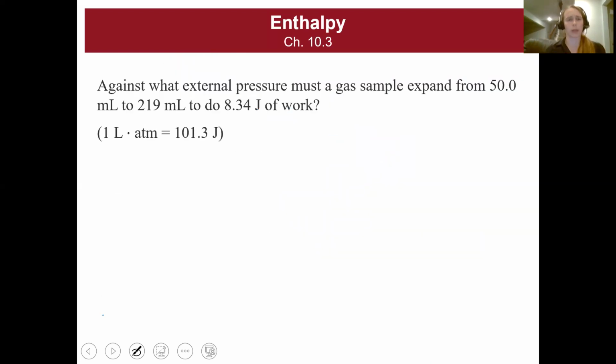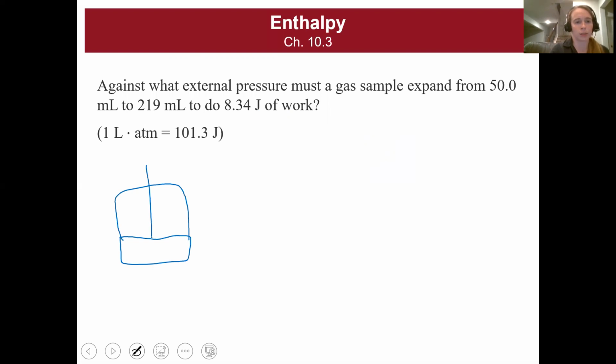So let's look at work a little bit here. I'll do a practice problem for you. Against what external pressure must a gas sample expand from 50.0 milliliters to 219 milliliters to do 8.34 joules of work? So let's draw our system. Sometimes it helps to draw pictures. I'm going to draw my little system here. This is my piston. It's really bad. So this is 50 milliliters, 50.0 if we want to pay attention to our sig figs, which is always good.